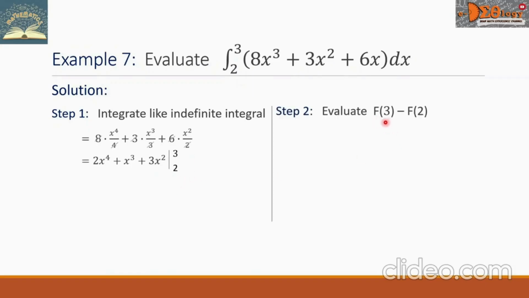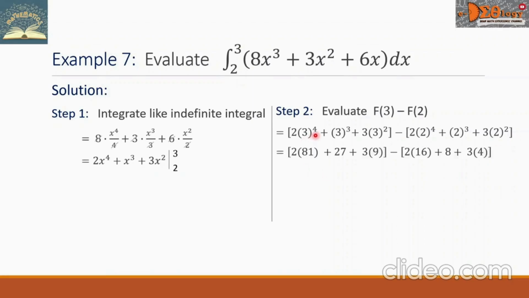Let us now evaluate F of 3 minus F of 2. This is our function capital F. So F of 3 is 2 times 3 raised to 4 plus 3 cubed plus 3 times 3 squared, minus the F of 2. That is now 2 times 2 raised to 4 plus 2 cubed plus 3 times 2 squared. Let us simplify. 3 raised to 4 is 81. 3 cubed is 27. 3 squared is 9. 2 raised to 4 is 16. 2 cubed is 8. 2 squared is 4.